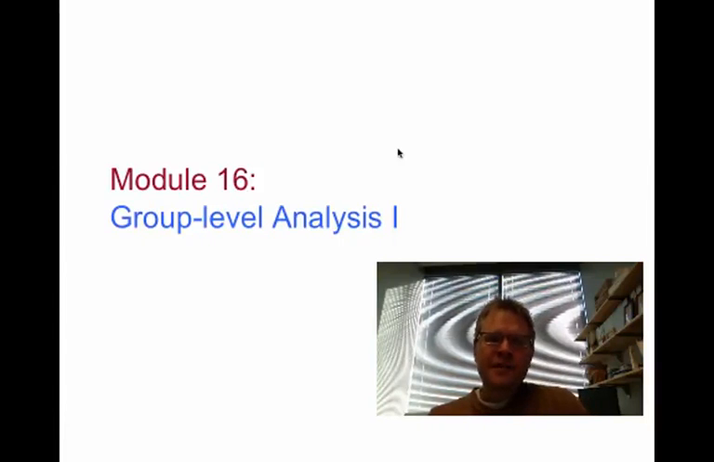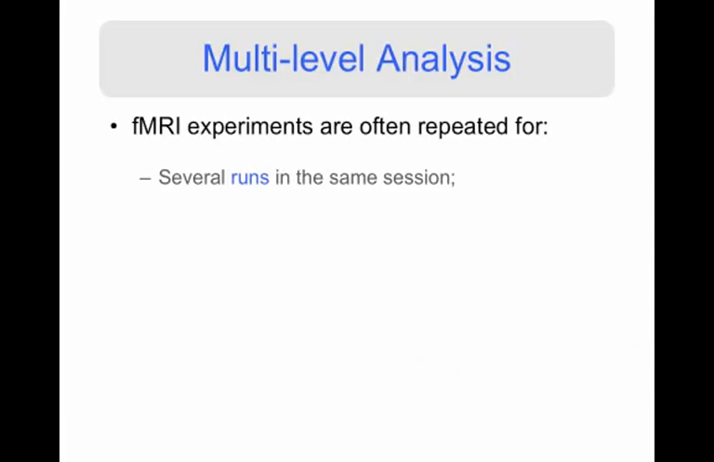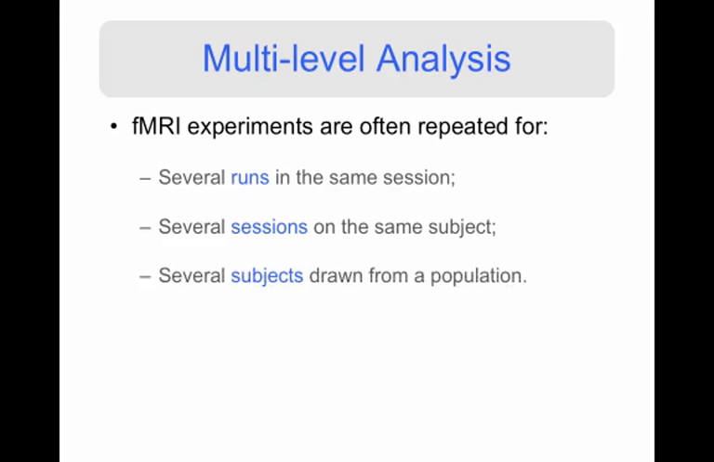Hi. So previously we've taken a look at single subject GLM analysis. In this module, and the next, we'll start talking about group level analysis, i.e. the analysis of multiple subjects. Though we so far focused on single subject analysis, fMRI experiments are often repeated for several runs in the same session, for several sessions on the same subject, and for several subjects drawn from a larger population of interest.